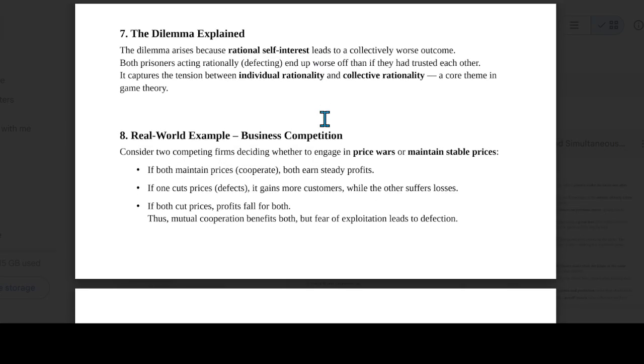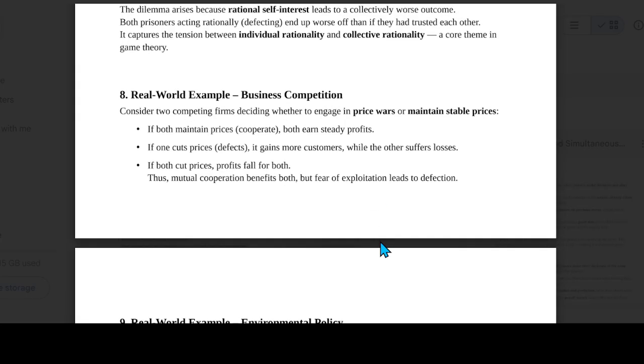So a real world example will be a business competition, price wars, whatever you might want to write, where prisoner's dilemma is reflected. Over here, consider two competing firms deciding whether to engage in price wars or maintain their own stable prices. So, अगर both maintain prices, that is cooperate, they will earn steady profits. But if one cuts prices and gains more customers, the other one will suffer. If both cut prices, ये देख के दूसरे वाले ने भी जो सफर कर रहा है उसने भी अपने prices काट दिए, profits दोनों के लिए ही गिर जाएंगे.